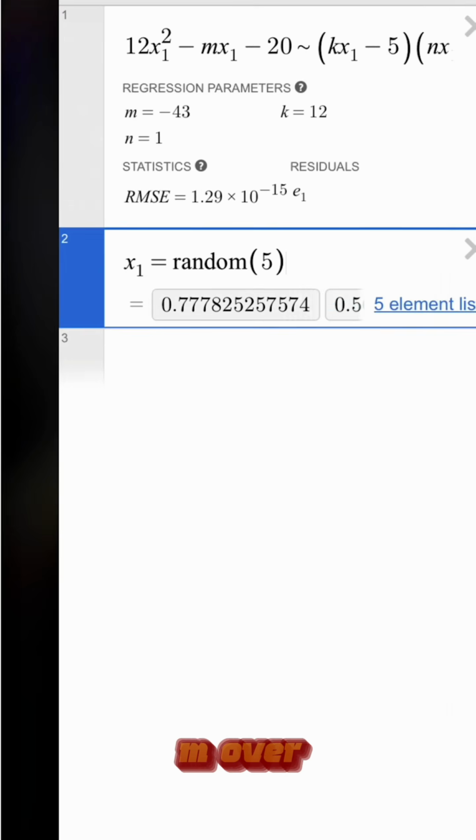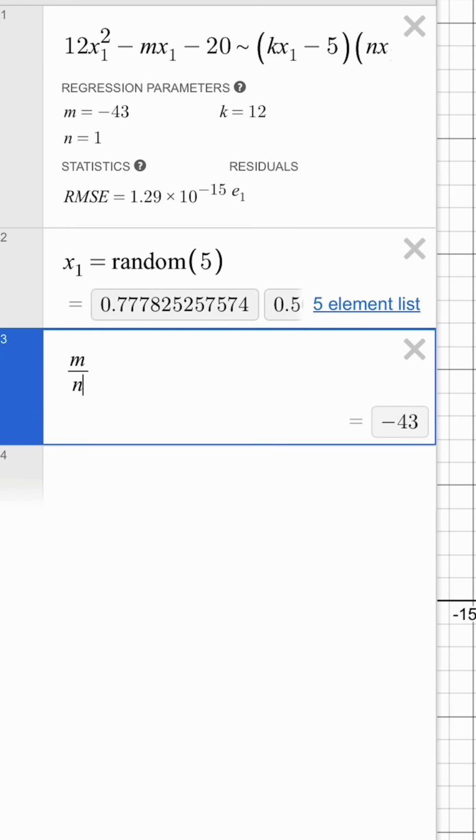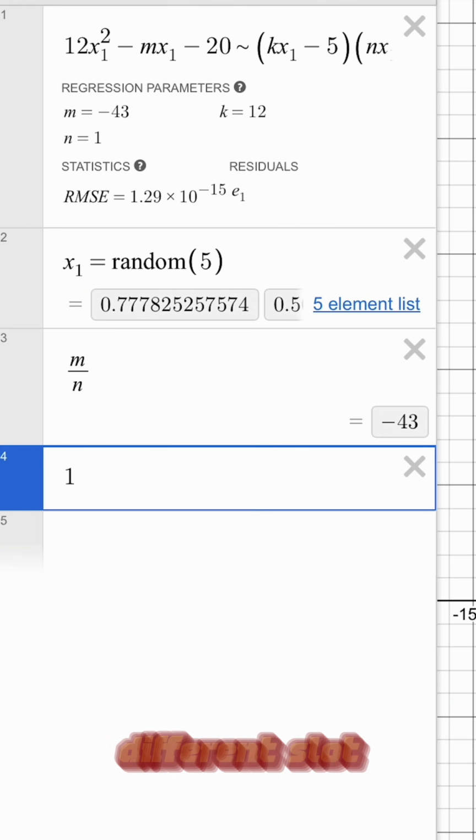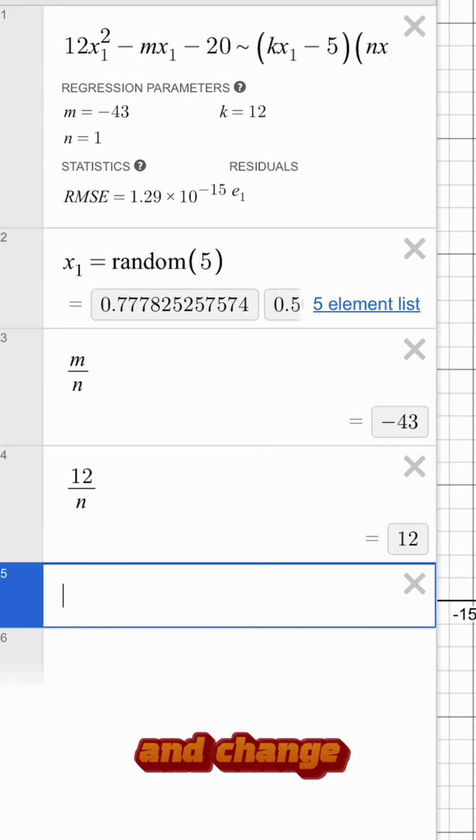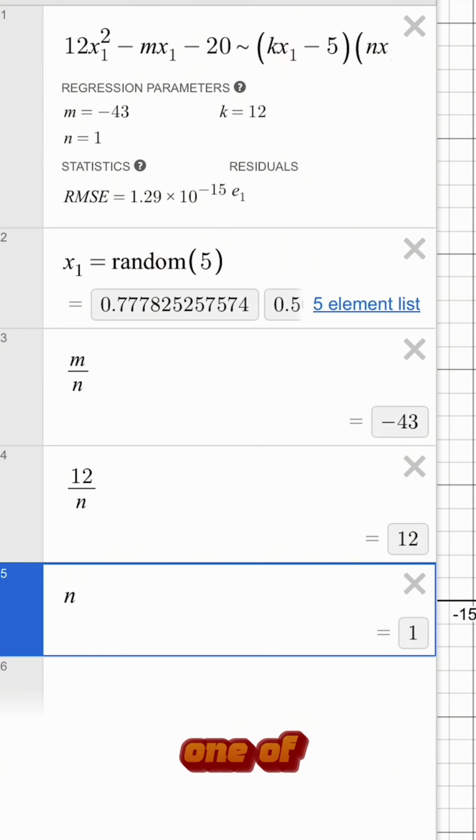Last but not least, m over n. Surprisingly, this one is an integer, which is negative 43. So now, I don't know which of these two is an integer, no matter what the value of n is. So I'm going to write 12 over n in a different slot and change the value of n. n is one of the factors of 12.